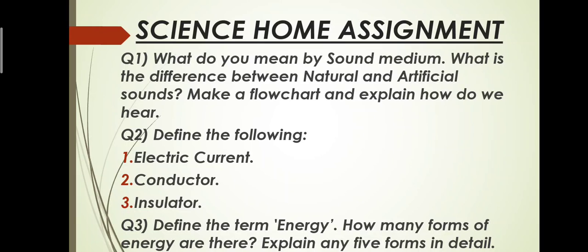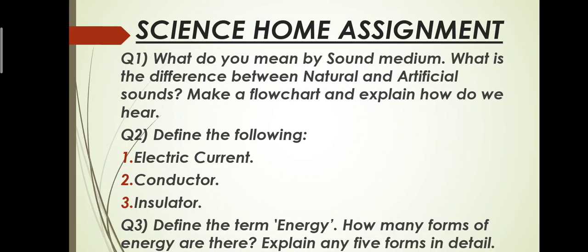In your science book page number 111, we have already discussed the definition of sound medium. You have to write down that definition here. Then the second part is, what is the difference between natural and artificial sounds? In your science book page number 110, the natural and artificial sounds difference is present. You have to read the topic from there. That question is also present in your science copies, and you have to write down the answer in your assignment.